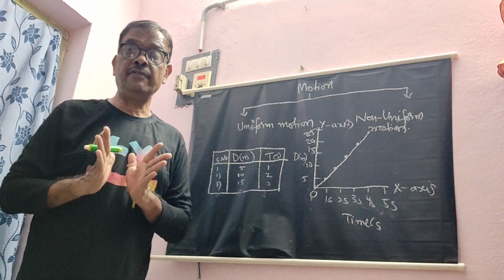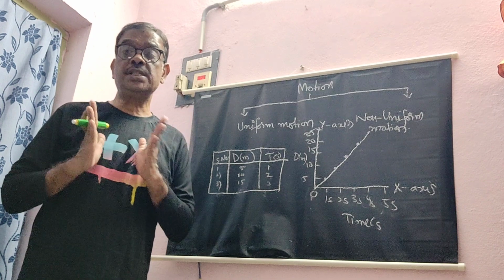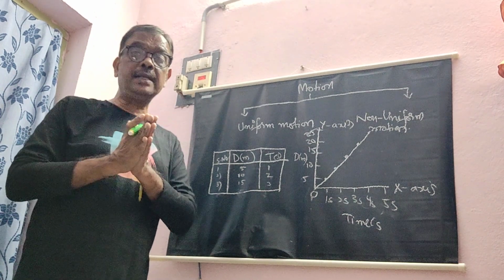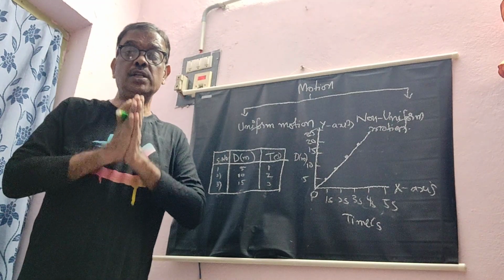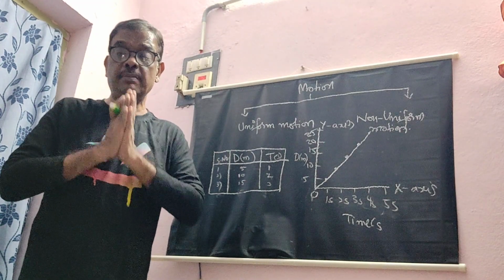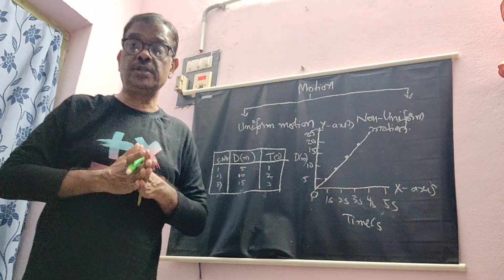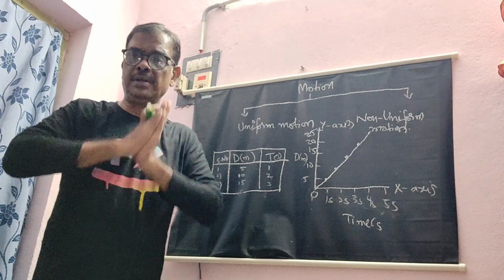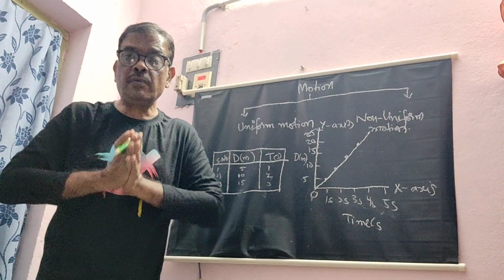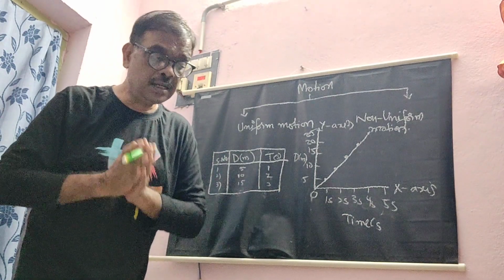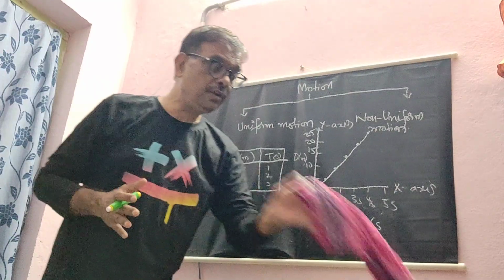In a graph of distance versus time, if you get a straight line graph, what comes to your mind? What do you understand about that? The motion is uniform. The bus is traveling with uniform motion. The train is traveling, whatever it may be. Ultimately you get uniform motion. Okay, children, I hope you understood this.